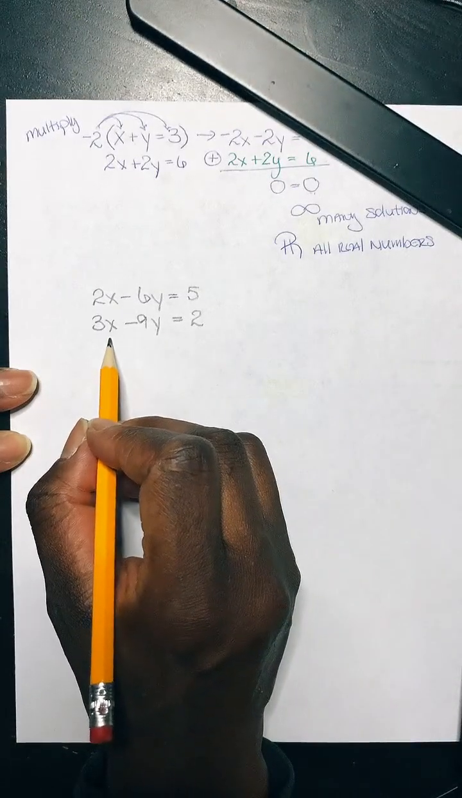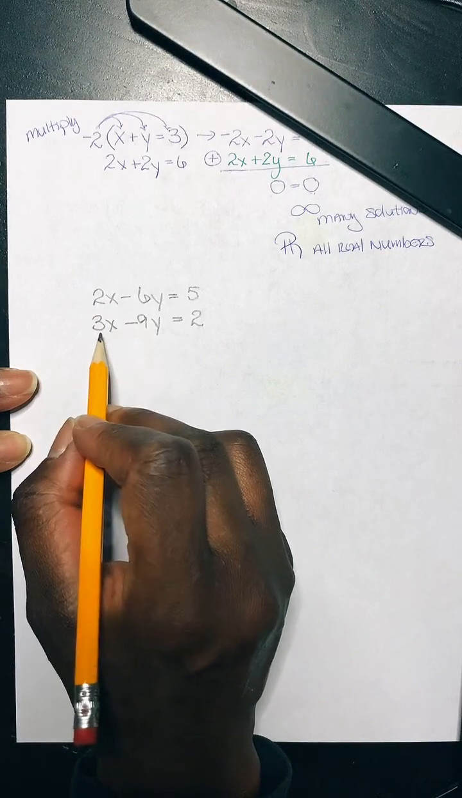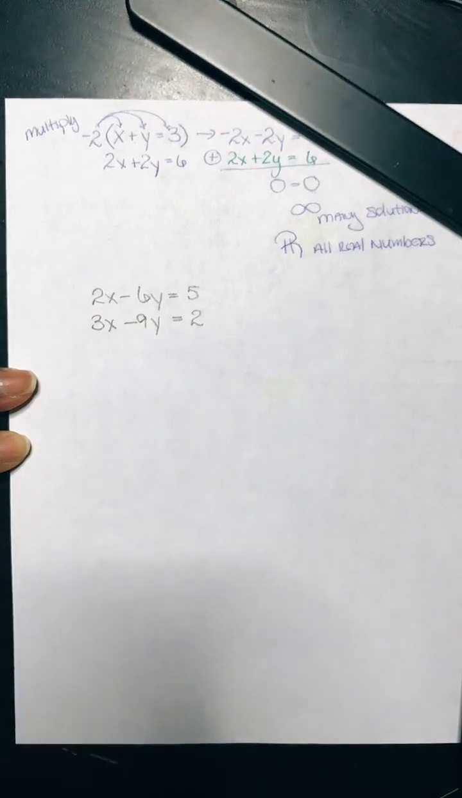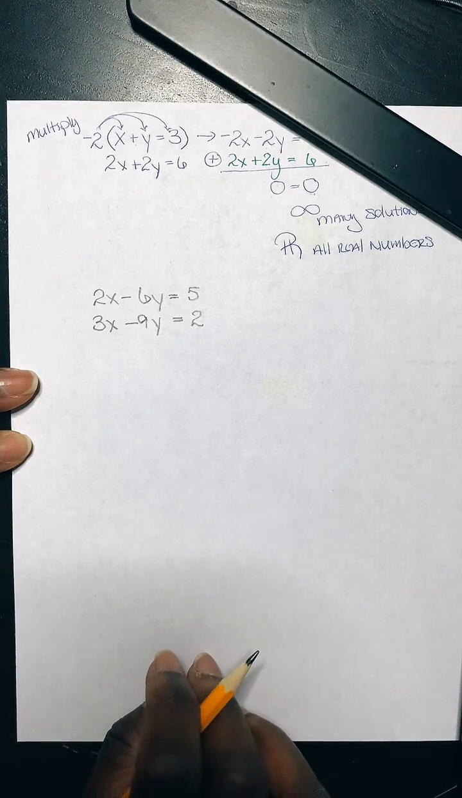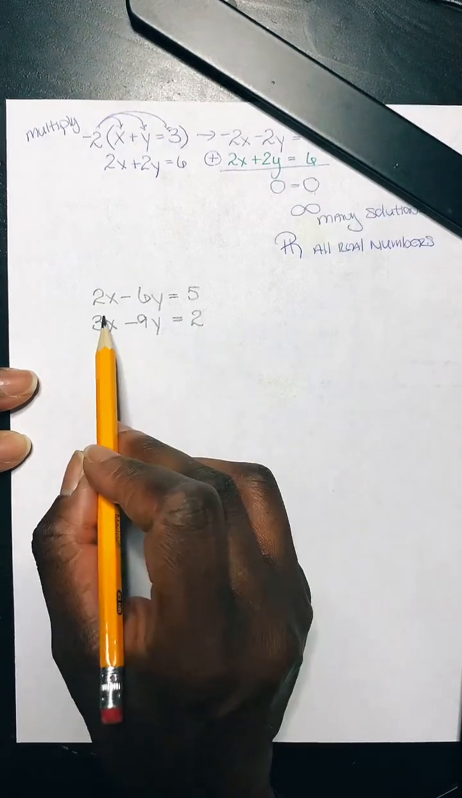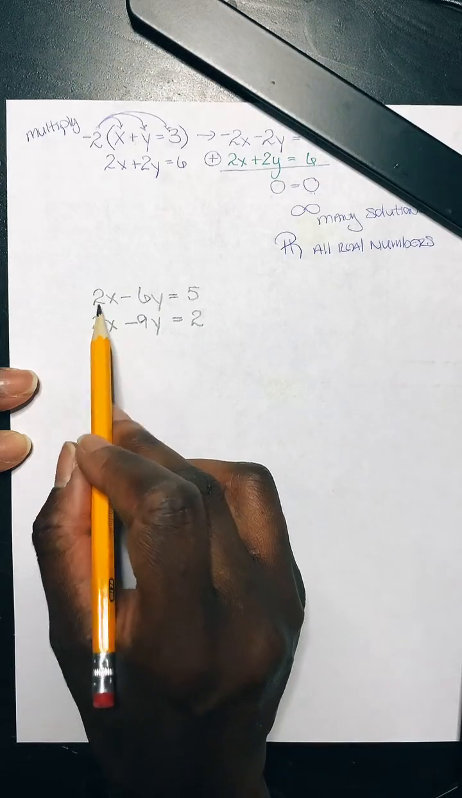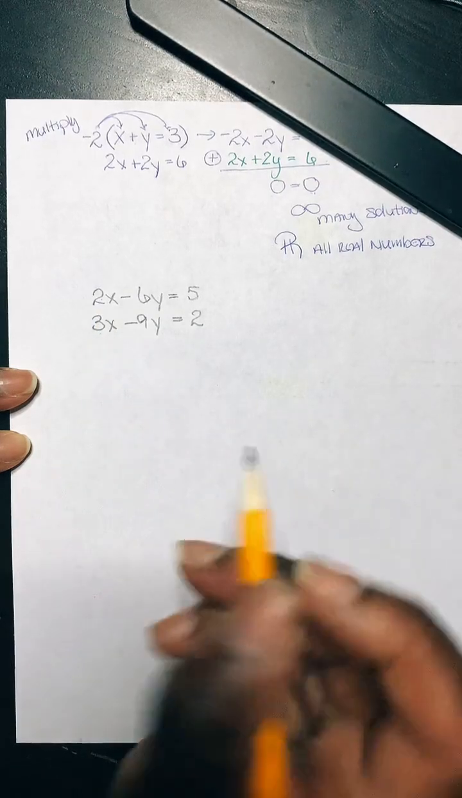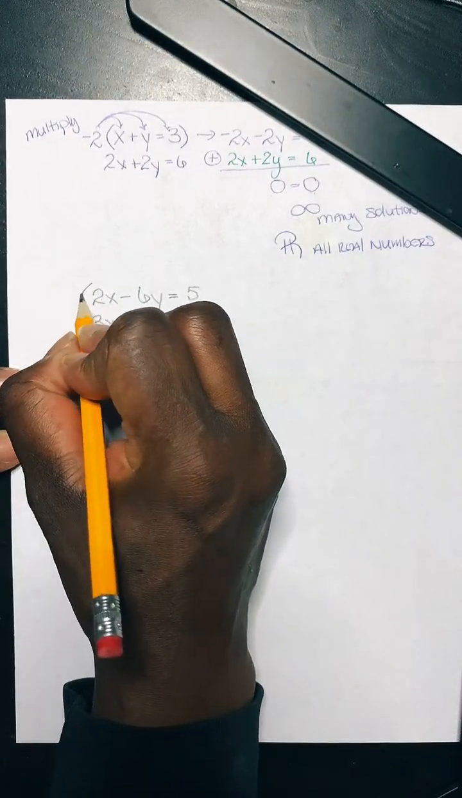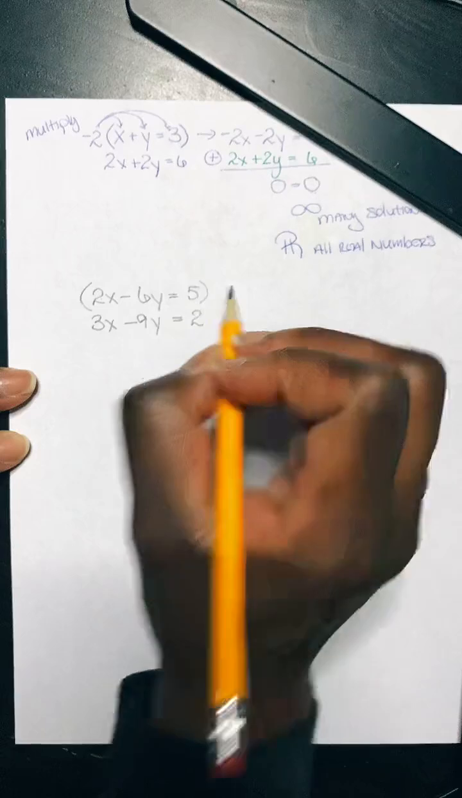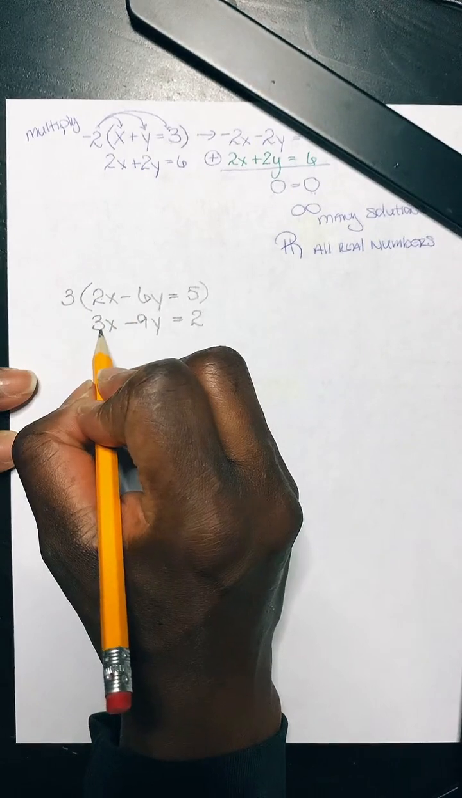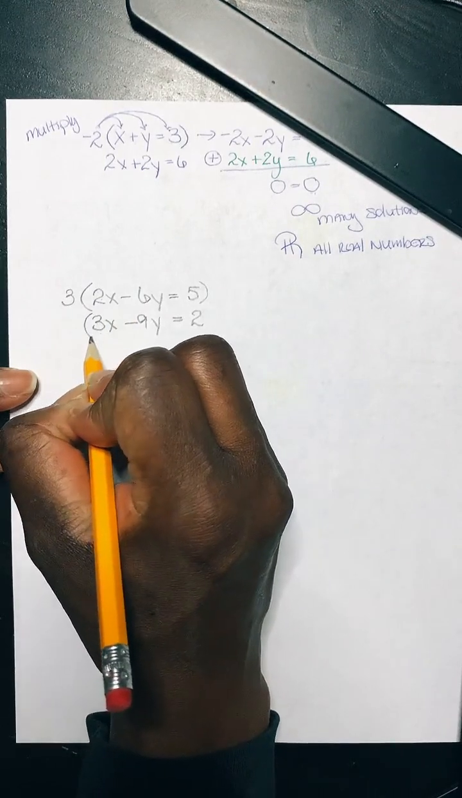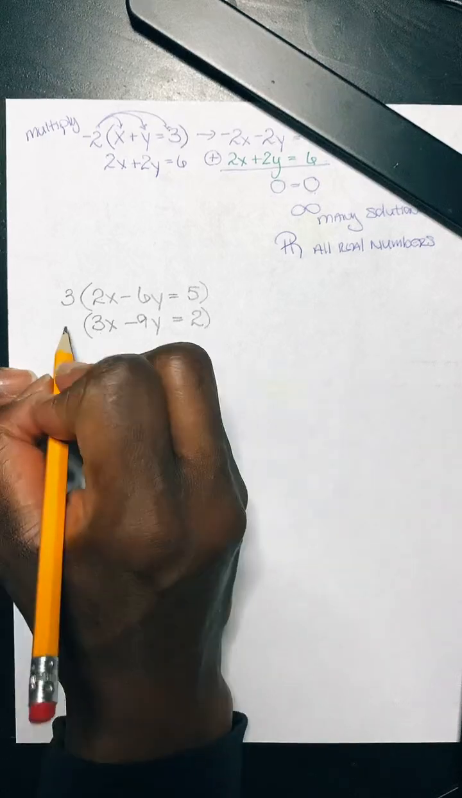So, if we want to, what number do 2 and 3 have in common? Yes, this is a system of equations. We're doing elimination. Okay? So they have 1 in common, but they also have 6 in common. So we could multiply this top equation by 3. And to change this 3 to a 6, I'm going to multiply this bottom equation by 2.